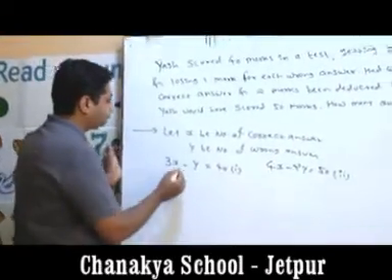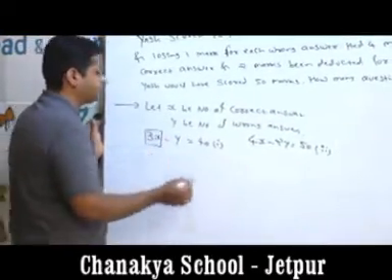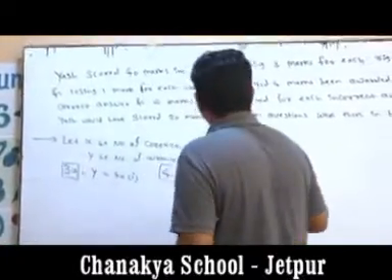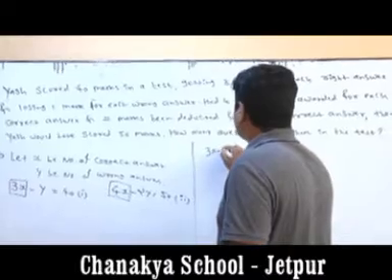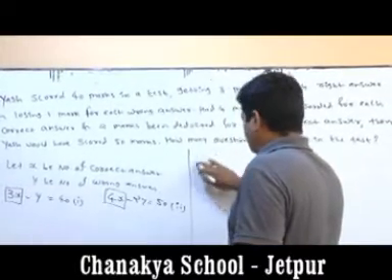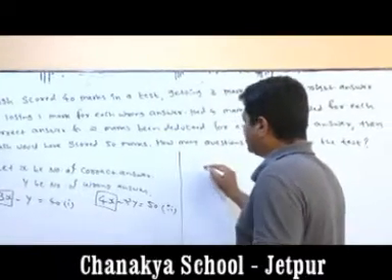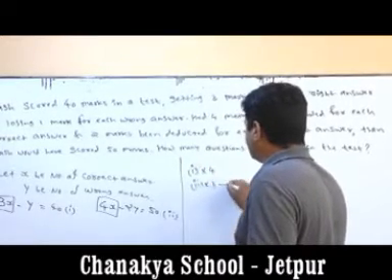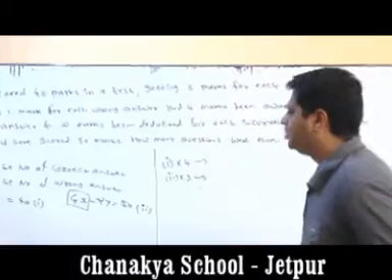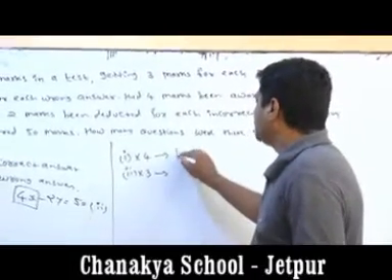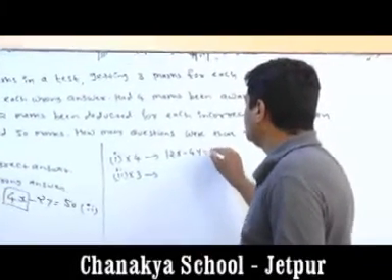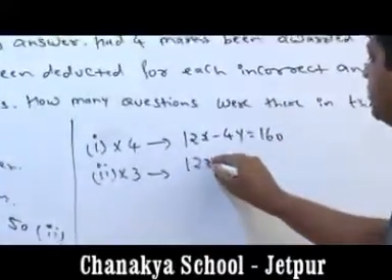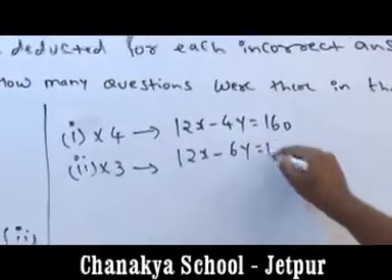Okay students, underlining the terms containing x, 3x and 4x. Now performing elimination method. Equation 1 will be multiplied by 4, equation 2 will be multiplied by 3. Now equation 1 multiplied by 4 gives 12x minus 4y equal to 160. Equation 2 multiplied by 3 gives 12x minus 6y equal to 150.